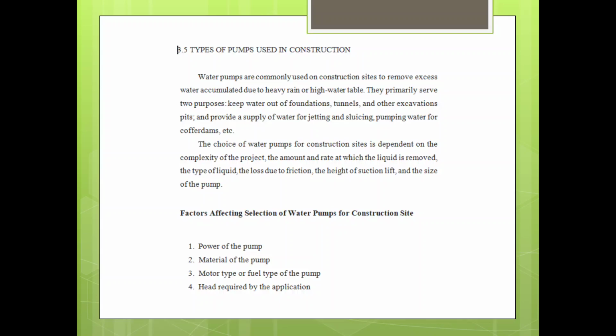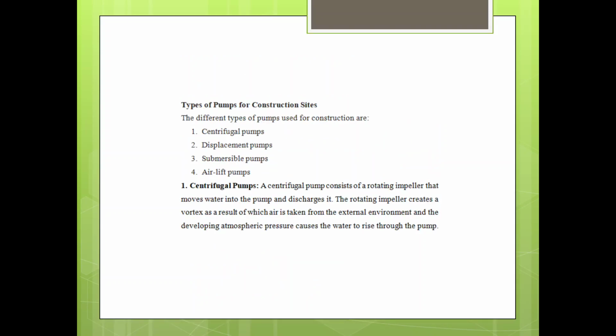Factors affecting the selection of water pumps for the construction site: the power of the pump, material of the pump, motor type or fuel type of the pump, and head required by the application. Types of pumps for construction sites: centrifugal pumps, displacement pumps, submersible pumps, and airlift pumps.